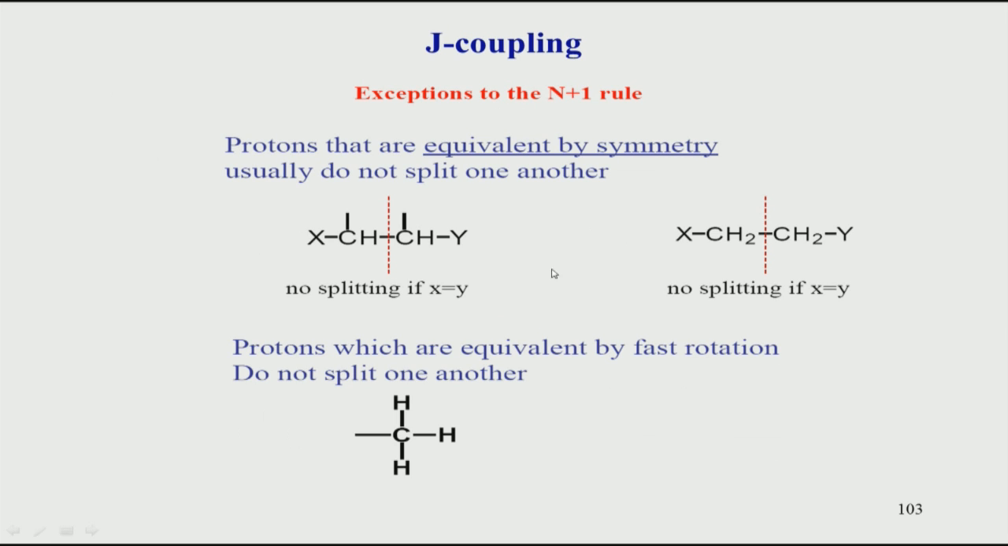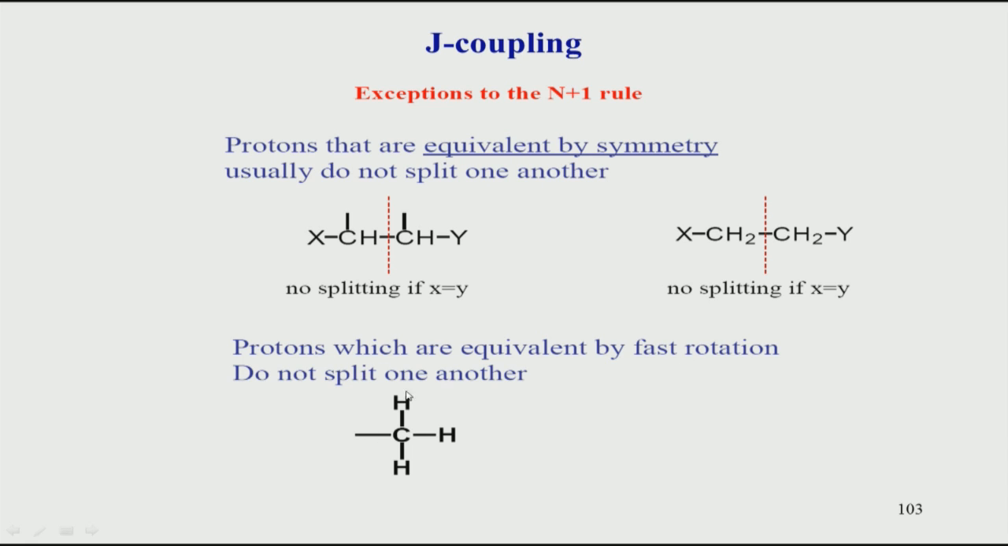So, now we can look at the exceptions. This is what we saw in the earlier case, that if these two hydrogens, suppose X and Y, are not the same, then these two hydrogens are not similar, and therefore this hydrogen will be split by this hydrogen and that hydrogen will be split by this hydrogen. So, the point here is that protons which are not equivalent split each other. That means if they are equivalent by rotation, then they do not split.